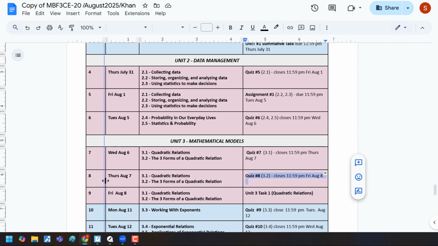Hopefully you guys can see that. So this is the last thing that will be on your midterm report card. Your Unit 3 task is not going to be on your midterm report card. So just so you know, all the quizzes from Unit 1 and 2, the summative tasks for Unit 1 and 2, and then the 2 quizzes from Unit 3. Any questions on that?